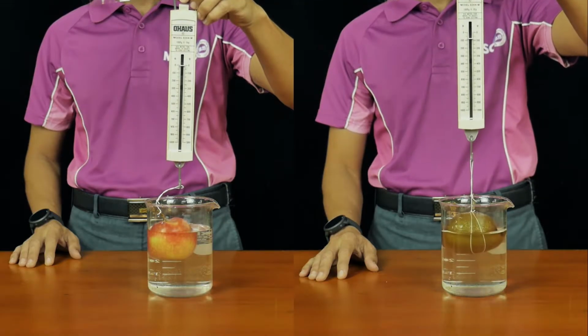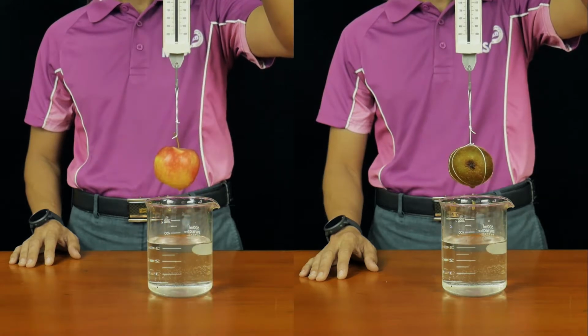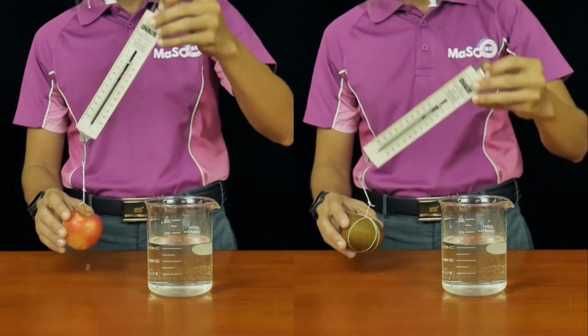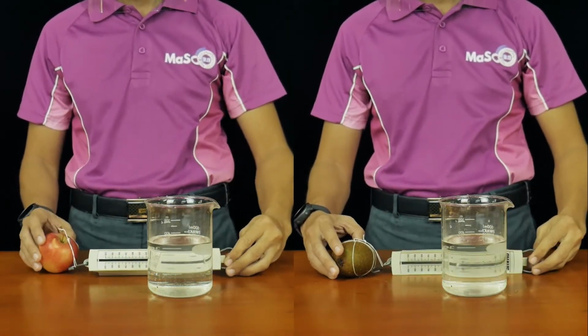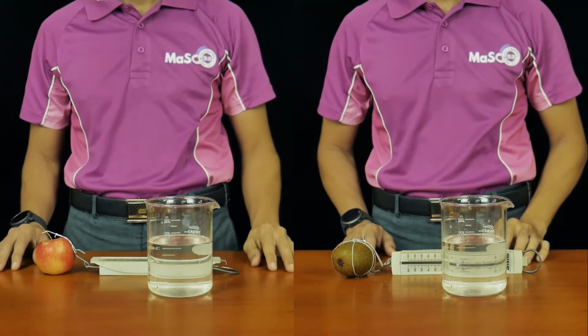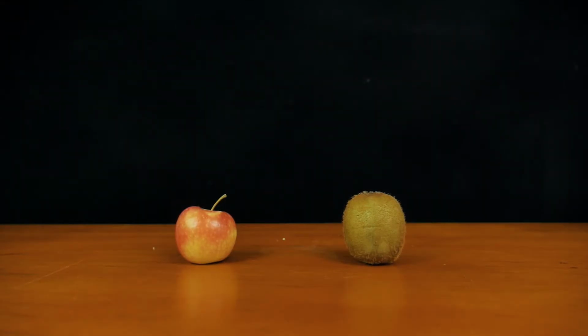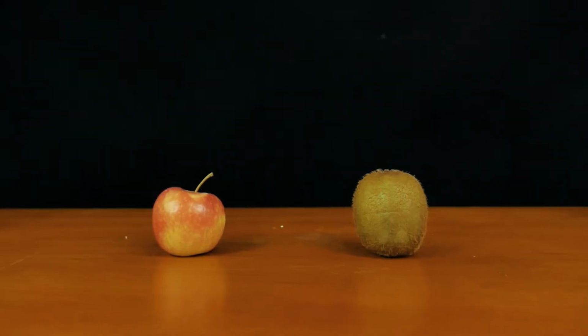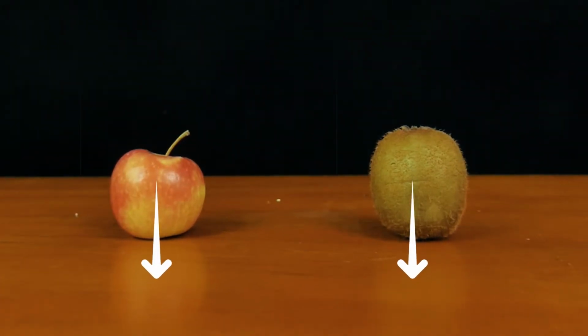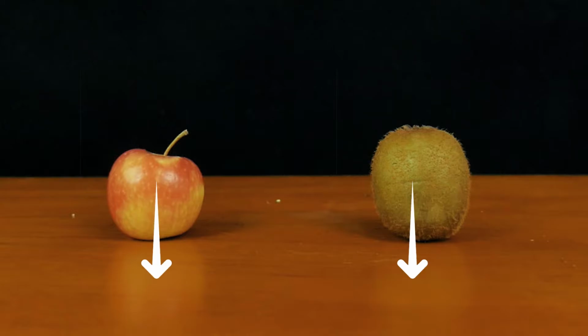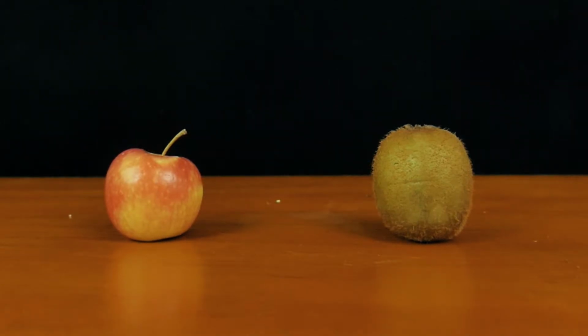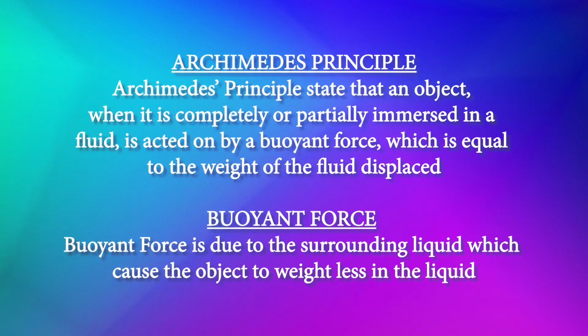Let's look at the theory behind how this works. And later we find out the answer why apple becomes lighter and floating when it is put in water. When in air, an apple, kiwi or any object has a certain weight. The direction of its weight is pointed toward the ground due to the influence of gravity. Before we go any further, let's look at the definition of Archimedes principle and the buoyant force.